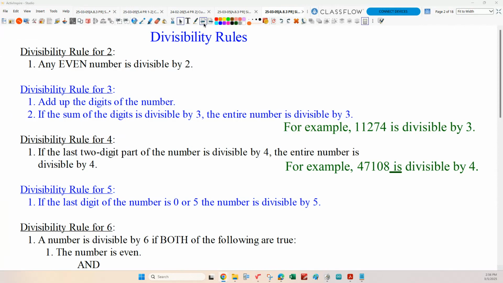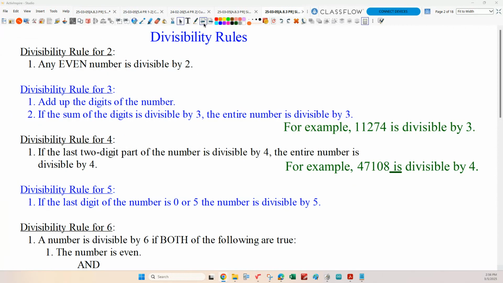There are some rules that are really simple, and I'll print this out and put it in the Google Classroom in the handouts part, and then you can access it anytime you want to. But here are some good divisibility rules. How do you know if a big number is divisible by 2? Easy, if it's even. If it's even, it's divisible by 2, okay?